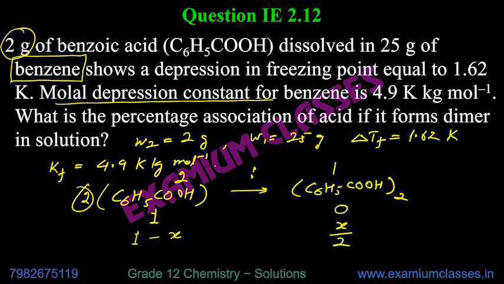Here you have two molecules, they produce one molecule. So if X is used, that's why I have written 1 minus X remaining. If X is used, X will produce X by 2 molecules. No, Shashwat, I'm coming to that. That's what I'm explaining: how to get the value of i.